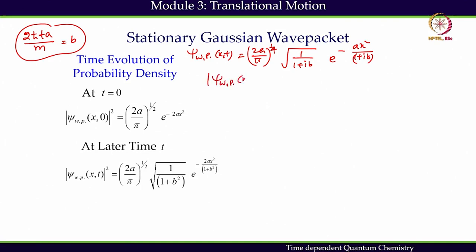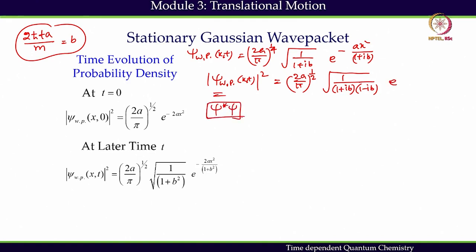So the density is going to be the absolute value square, equals (2a by pi) to the power half, square root of 1 by 1 plus ib into 1 minus ib, that's the complex conjugate. This is nothing but psi star psi, so we have to multiply by its complex conjugate. So e to the power minus a x square by 1 plus ib, into e to the power minus a x square by 1 minus ib.